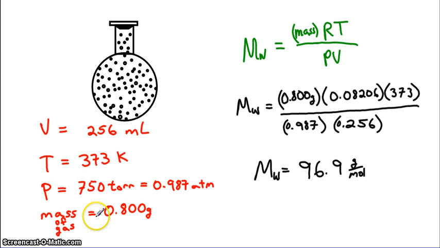Substituting in these variables, calculating, the molar mass equals 96.9 grams per mole.